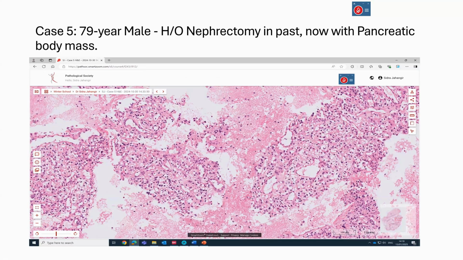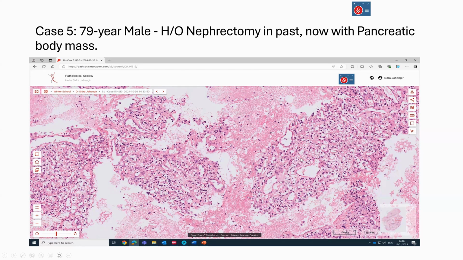Case 5, male with history of nephrectomy. I think with this history and with this slide, the diagnosis is really spot on. It's a metastatic RCC, renal cell carcinoma. Always keep this entity in the back of your mind. If you know the previous history of RCC or nephrectomy, and even if there is no history, if you see any clear cell tumor in pancreas, you must rule out RCC, metastatic RCC.